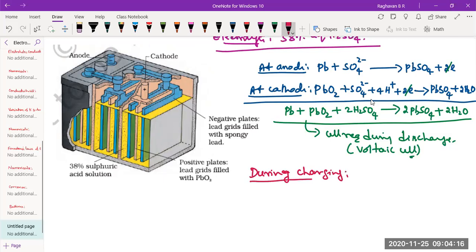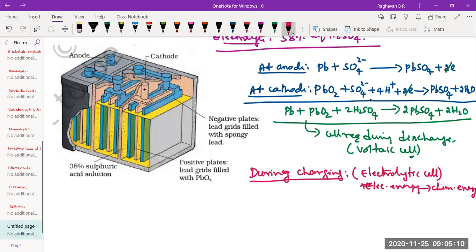Charging means what? You are going to pass electric current and bring about a chemical reaction. A device in which electrical energy converts to chemical energy is called what? Electrolytic cell. The device where chemical energy converts to electrical energy is a voltaic cell. During charging or recharging, electrical energy converts to chemical energy. That is the characteristic of an electrolytic cell. If you want, for your clarity, you can write electrical energy to chemical energy.